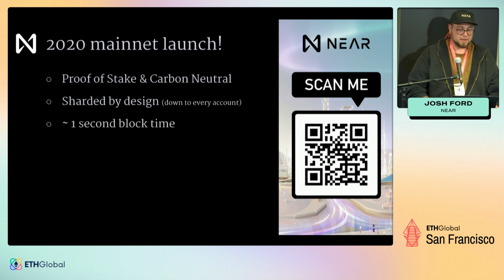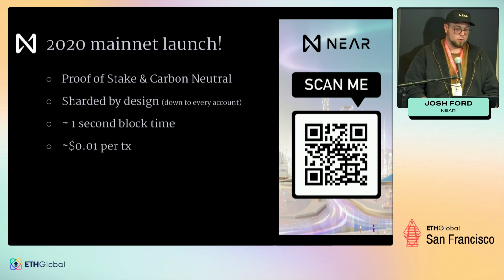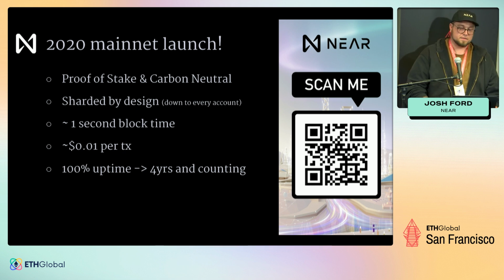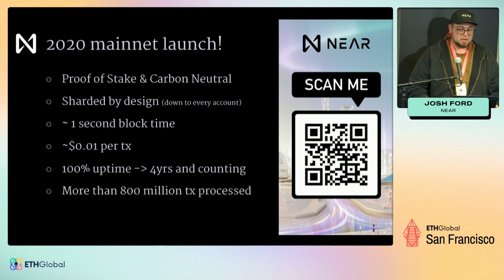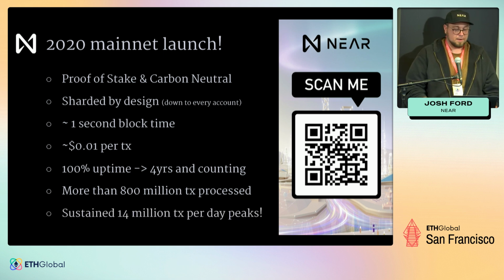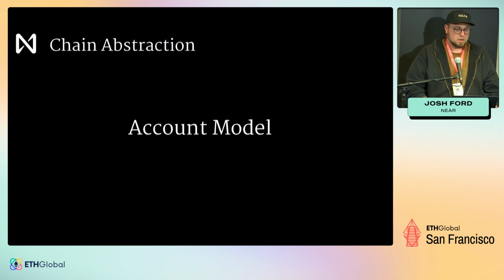Right now we're about a second blockchain, just a little bit over, like 1.3 seconds. We're cheap, 0.01 cent per transaction on average. And over the last 4 years, we've had 100% uptime, which is pretty awesome. 4 years and counting. We just celebrated our 4-year anniversary this October, and have almost 1 billion transactions that have been processed on the blockchain. We've sustained about 14 million transactions per day spikes with some of the top apps in the ecosystem being on our platform.